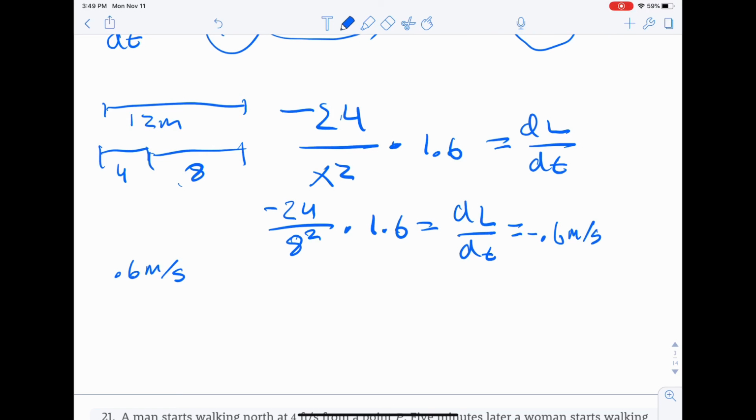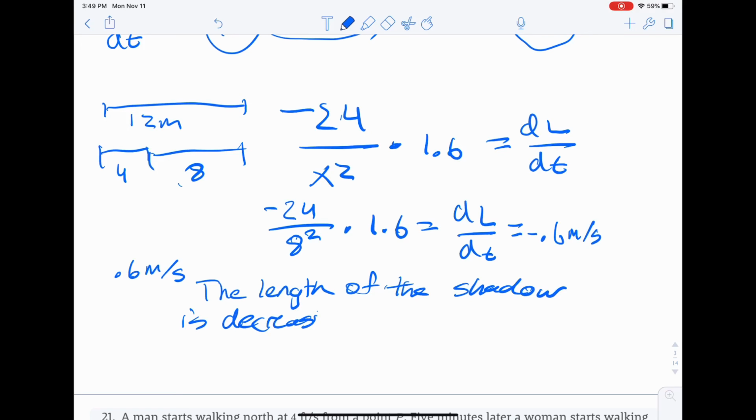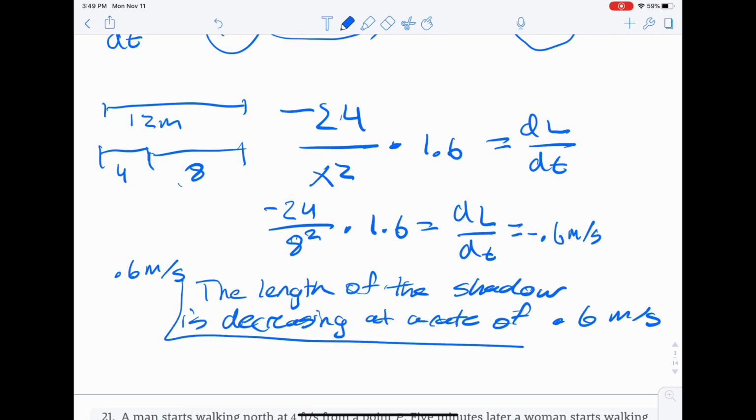Then if we were to write it out, it would be: the length of the shadow is decreasing at a rate of 0.6 meters per second. This is the answer to this question.